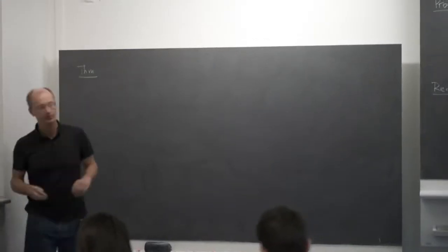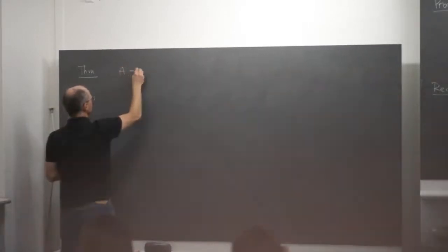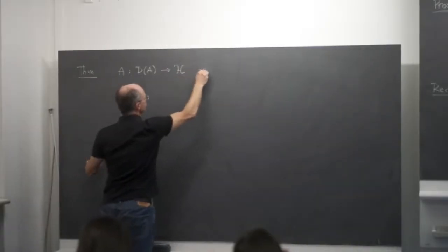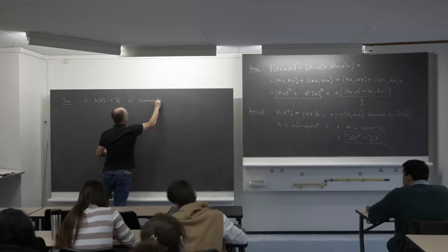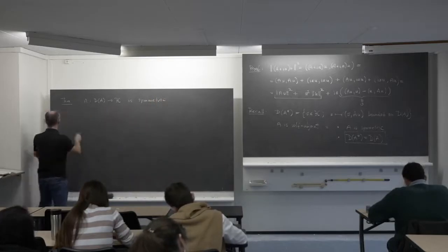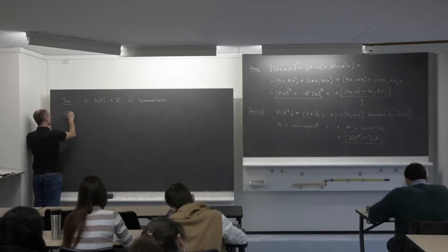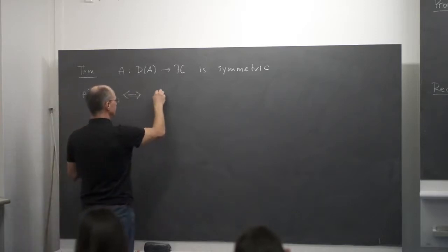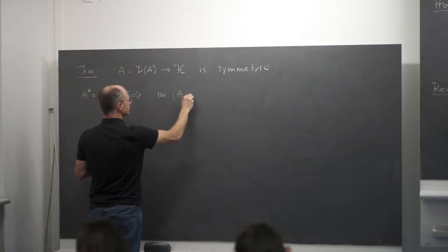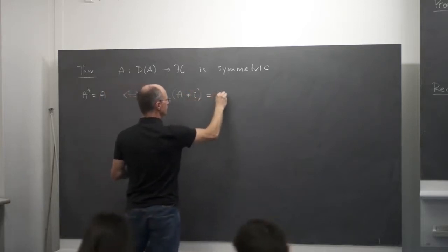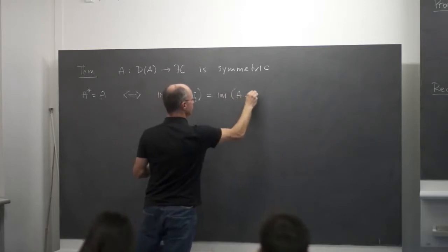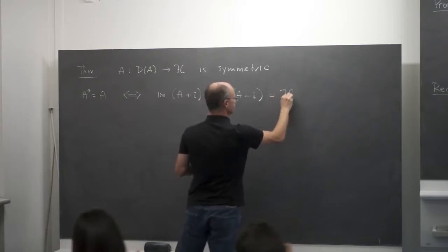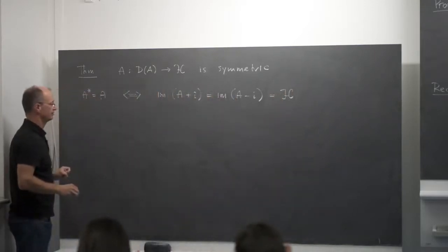Now, an important theorem. So let's assume that A from D of A to H is symmetric. Then A is self-adjoint if and only if the image of the operator A plus I coincides with the image of the operator A minus I and is equal to H.